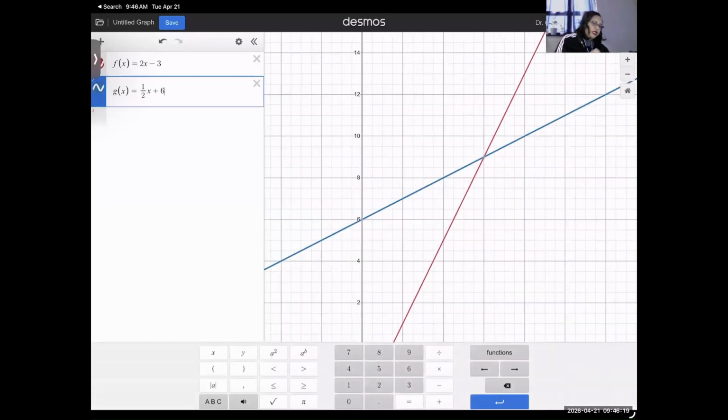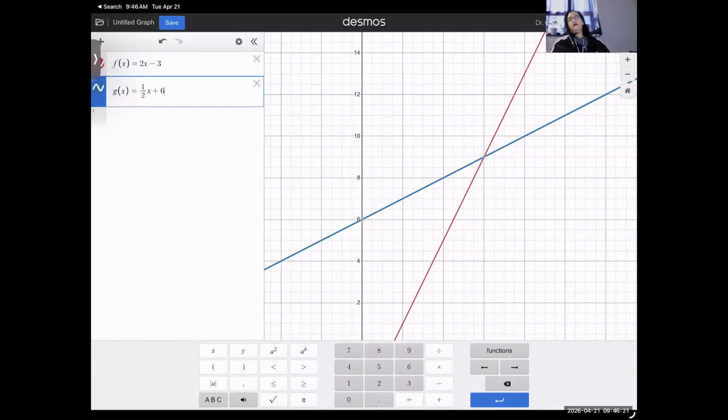Okay, what's the solution to this? How do you find it? How do you find the solution, somebody? It's one of the graphs at the top. It's the first one. So where do I see the solution? Where the lines intersect. Yes.